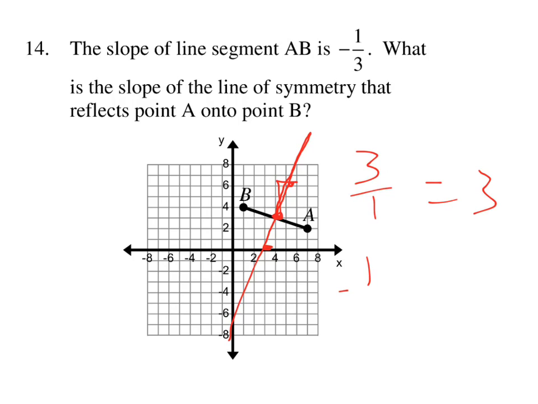And if you happen to know that in order for two lines to be perpendicular, they have to have opposite reciprocal slopes, you can turn it upside down, change the sign on it, and it's also 3. So 3 is the answer, slope of 3.